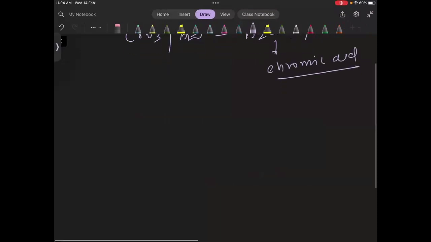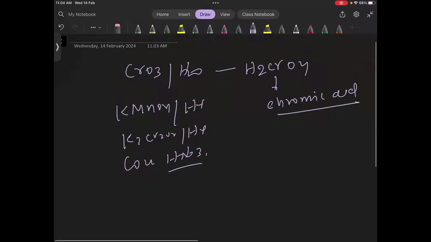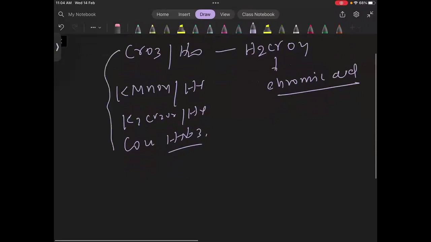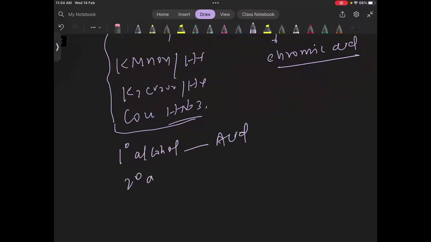Now students, next we have done KMnO4/H+ or K2Cr2O7/H+, correct? Or conc HNO3. These reagents we have done. These reagents are very strong oxidizing agents. Students, these reagents oxidize 1 degree alcohol into acid and 2 degree alcohols into ketone, correct?